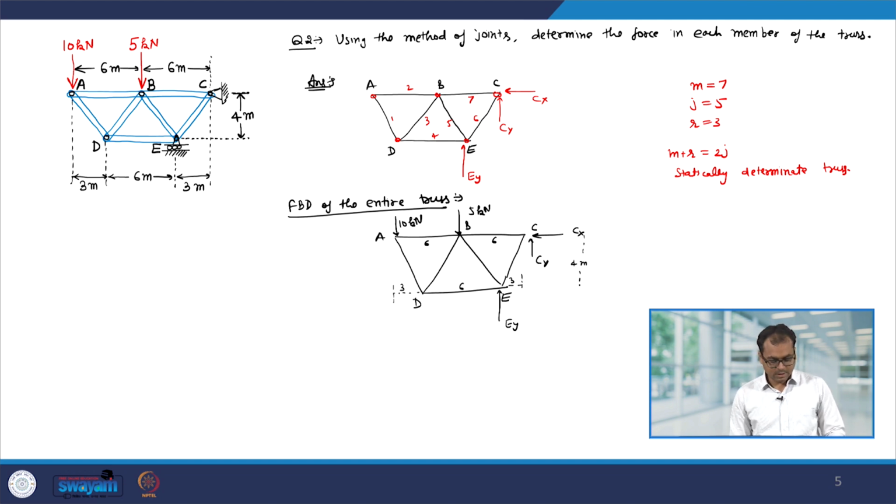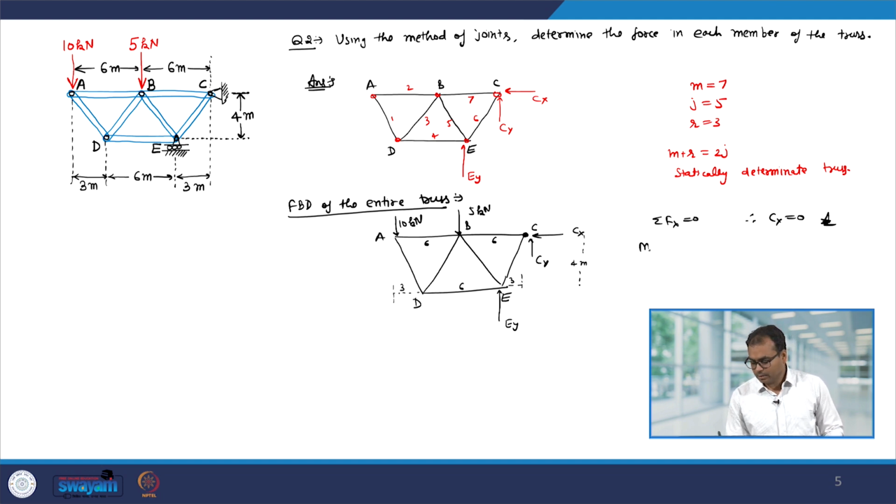To analyze this truss, let us take the force balance equation. From here you can see that Cx is not balanced. So, summation Fx equal to 0 gives you Cx equal to 0. There is nothing to compensate for Cx, so therefore Cx will be 0.